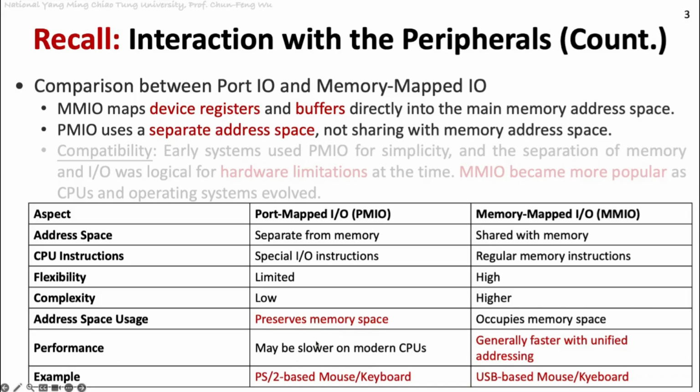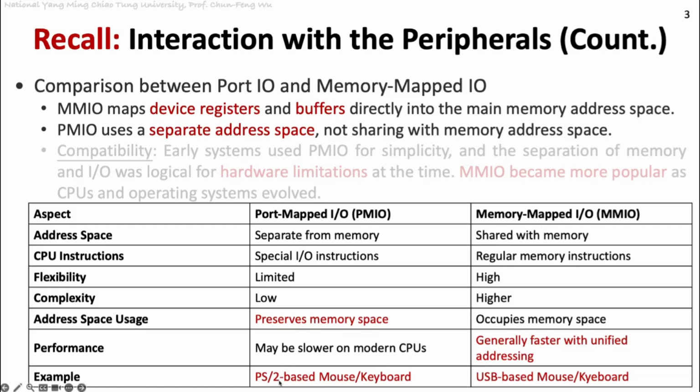So this is the reason why there is a little bit more performance overhead for port mapping I/O. And here's an example. For the same mouse and keyboard device, there are actually two different interfaces for mouse and keyboard, right? Currently, people are using USB-based mouse and keyboard. And USB-based mouse and keyboard all belong to the memory mapping I/O category.